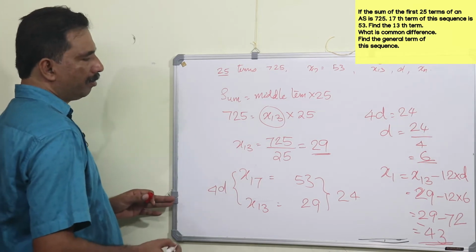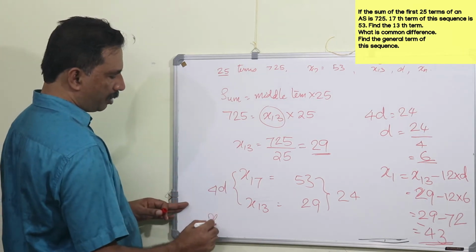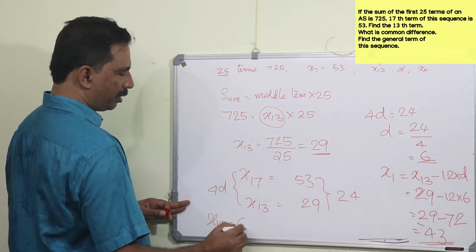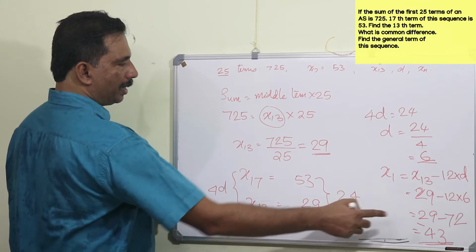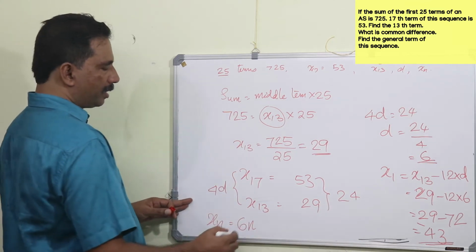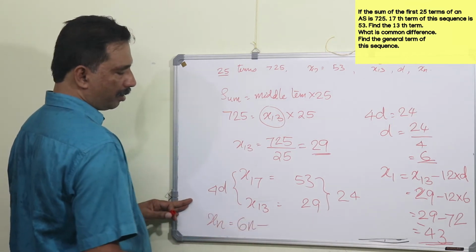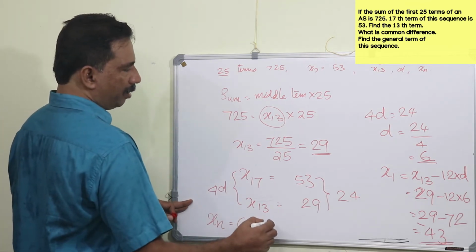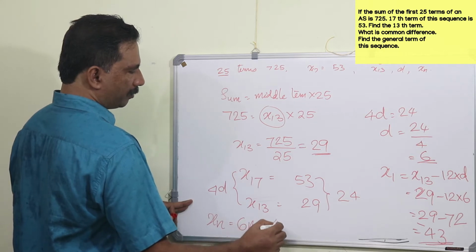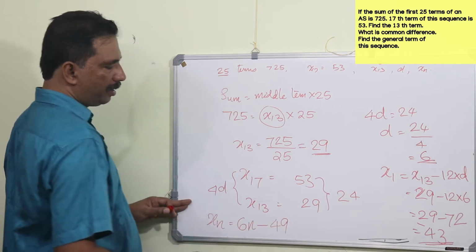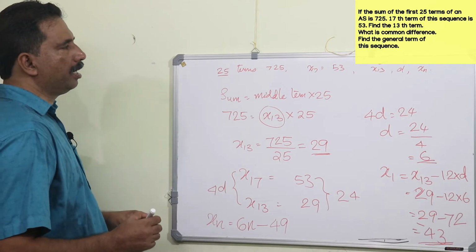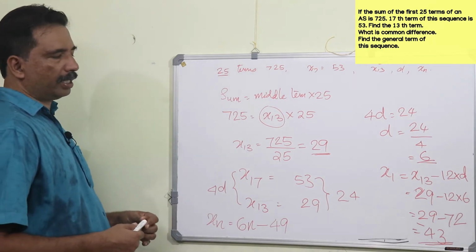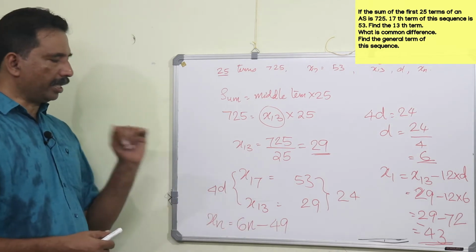Now we can find the general term. xn is equal to dn, that is 6n. Minus 43ലേക്ക് എത്താൻ 6n ൽ നിന്ന് എന്ത് കുറയ്ക്കണം? 6ൽ നിന്ന് എന്ത് കുറയ്ക്കണം? It is 49. 6n minus 49 is the general term of the sequence. 6 minus 49 minus 43 ഫസ്റ്റ് ടേം ആയിട്ട് കിട്ടും.